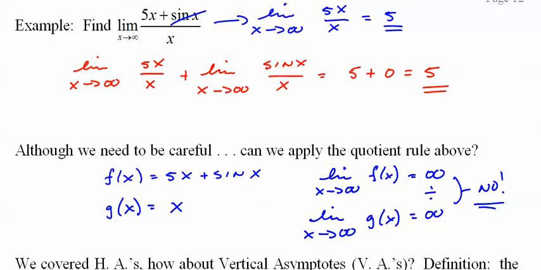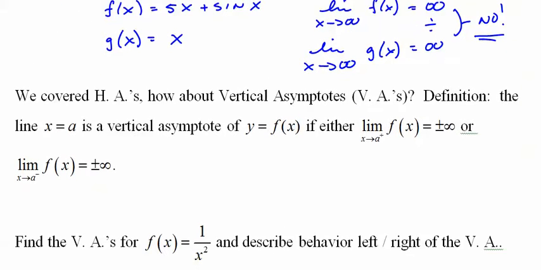So just be careful with the quotient rule, especially when you have infinities in there. If one's infinity and one's not, then it's a little bit more clear. If they're both infinity, got to be careful.